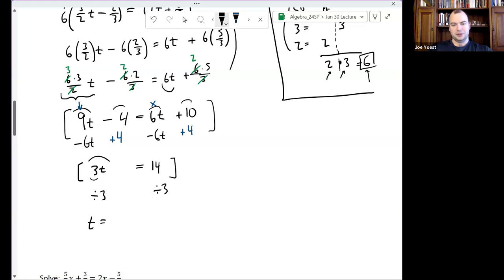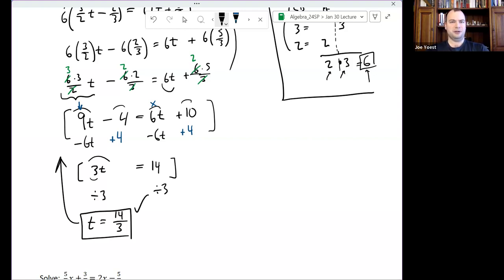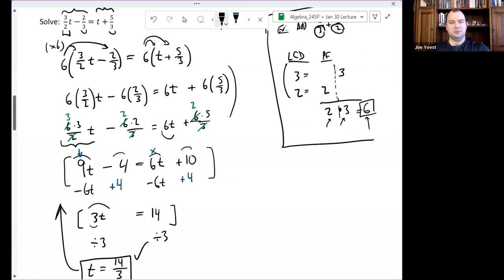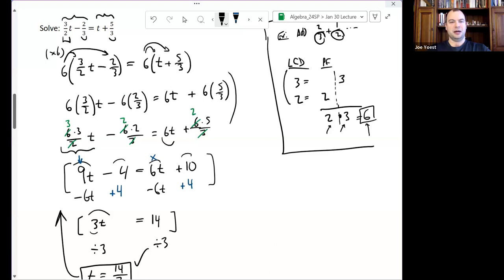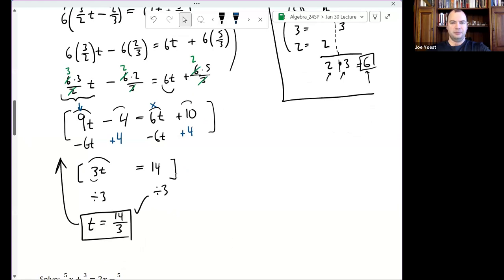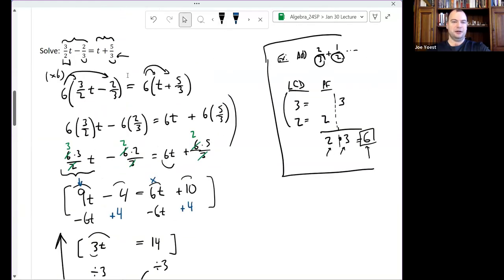And I get t equals 14/3. And then, of course, something that I always recommend that you do in your notes, we won't do it typically because the goal of the lectures is to introduce and work through new topics. So we really focus on that new topic. But it is a good idea when you go back through your notes to pop this t equals 14/3 in up here and make sure that it checks out. Make sure that you get something on the left side and the right side of the equal sign that are in fact equal.